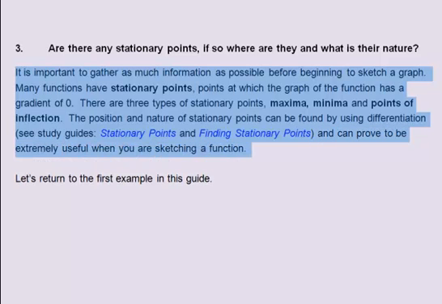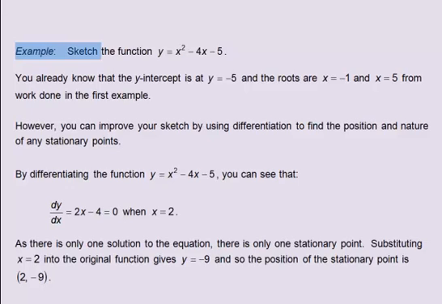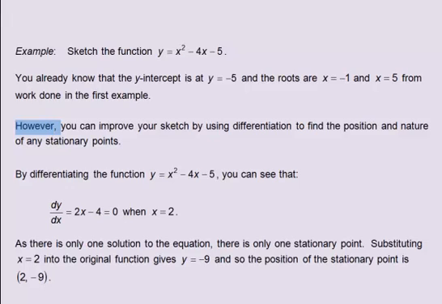Let's return to the first example in this guide. Example: sketch the function y equals x squared minus 4x minus 5. You already know that the y-intercept is at y equals minus 5, and the roots are x equals minus 1 and x equals 5 from the work done in the first example. However, you can improve your sketch by using differentiation to find the position and nature of any stationary points. By differentiating the function y equals x squared minus 4x minus 5, you can see that dy by dx equals 2x minus 4, which equals 0 when x equals 2.